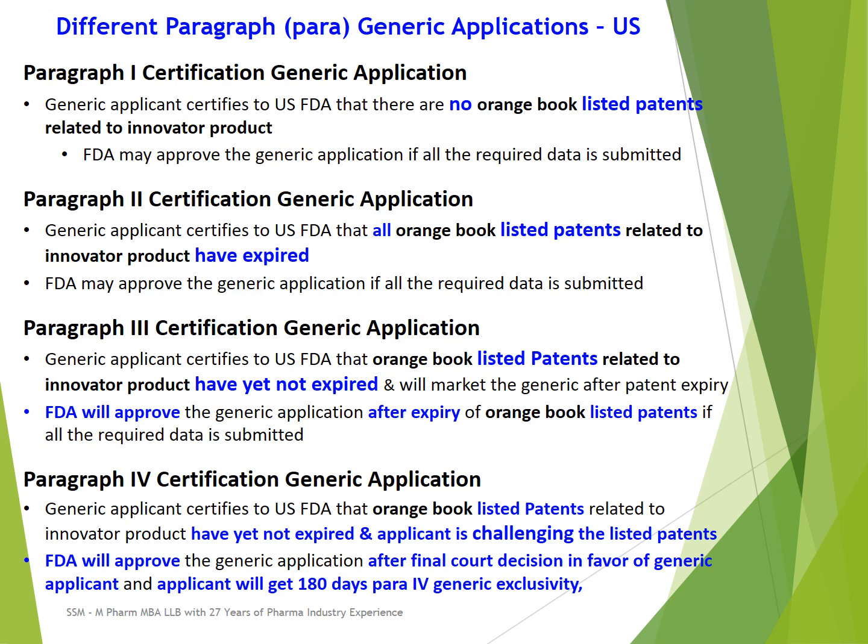Then in that case FDA will approve the Para 4 generic application. And if that Para 4 generic application is approved, then the applicant will get 180 days of exclusivity, which is called 180 days Para 4 generic exclusivity. We'll talk in detail about this Para 4 generic application process in the next slide.